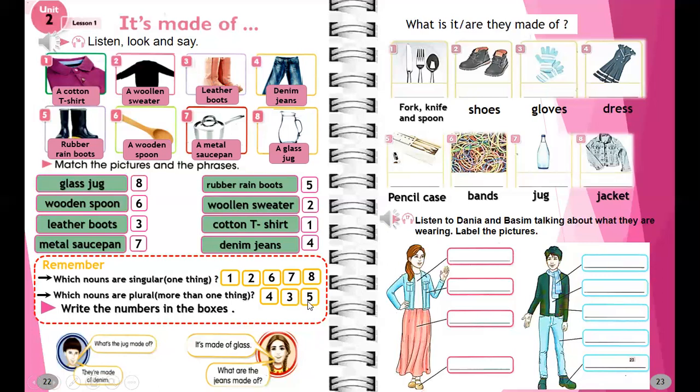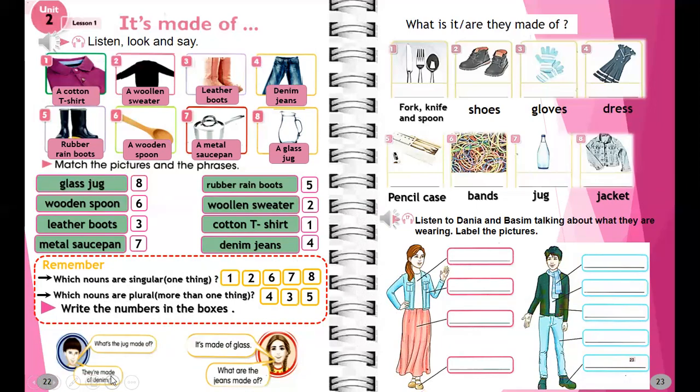إذن عندي number three, which is boots, also plural, يعني عندي زوج من الأحذية. And finally five, rain boots, also they are plural. So we have singular items, and the things that appear in the pictures are singular, or one thing. And also we have nouns that are plural, they are more than one thing. كتبنا أرقام الصور اللي تشير إلى المفرد وإلى الجمع. Write the numbers in the boxes.